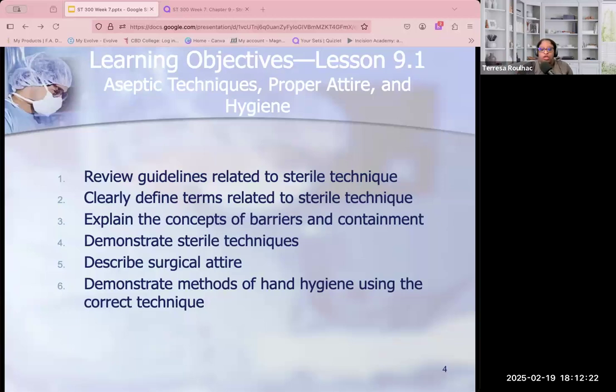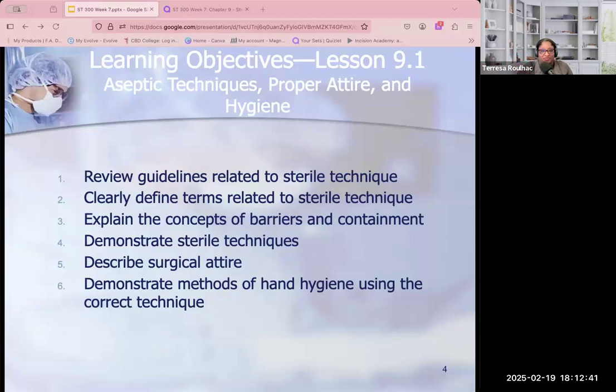You're going to be watching the door. You're going to be watching the field. You're going to be making sure no one's coming near your back table. You're going to be monitoring your Mayo stand all while still assisting the surgeon. In some cases, it may be you and that surgeon, and you're holding instruments, you're holding retractors and still passing instruments. Trust me, it happens.